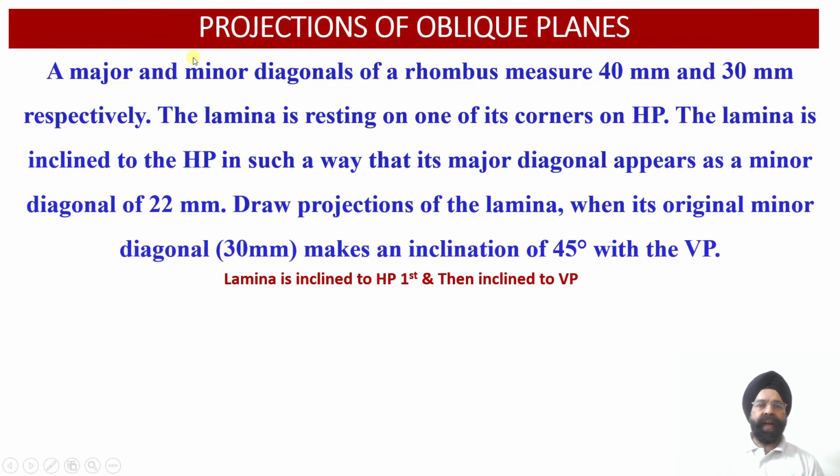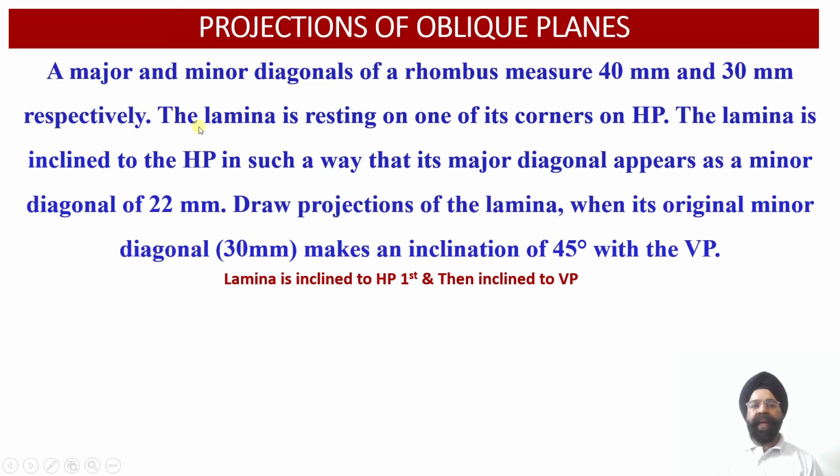Now here we are required to evaluate the projections of the oblique planes which is inclined to the horizontal plane as well as with respect to the vertical plane. So here we have been provided with a rhombus in which the major and minor diagonal dimensions have been provided to us. The major diagonal measures 40 millimeter while the minor diagonal of this rhombus measures 30 millimeter.